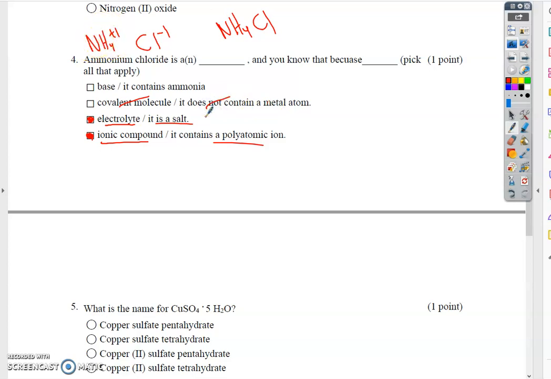Now, NH4Cl is not a base, and it does not contain ammonia. I know ammonia sounds similar to ammonium, but ammonia is NH3. For us, most of the time, bases end in OH. That's not always the case. You wouldn't really know for sure unless you do an experiment with it, but it definitely does not contain ammonia. So that one's out.